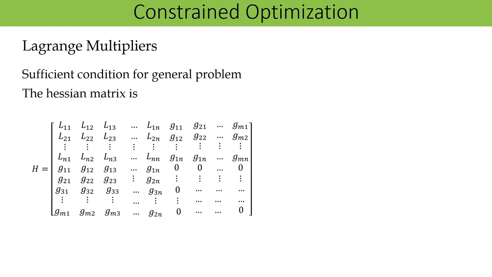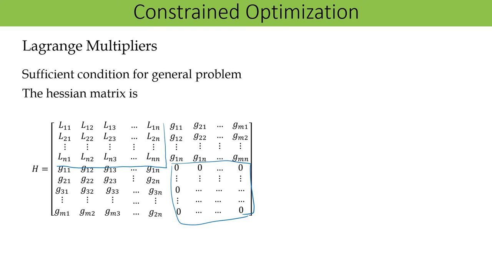So now what is the sufficient condition? So similarly I can also derive the Hessian matrix. Okay, so now the Hessian matrix will be, so this is basically for the objective function, and other things are coming due to the constraint. And this part will be equal to 0.